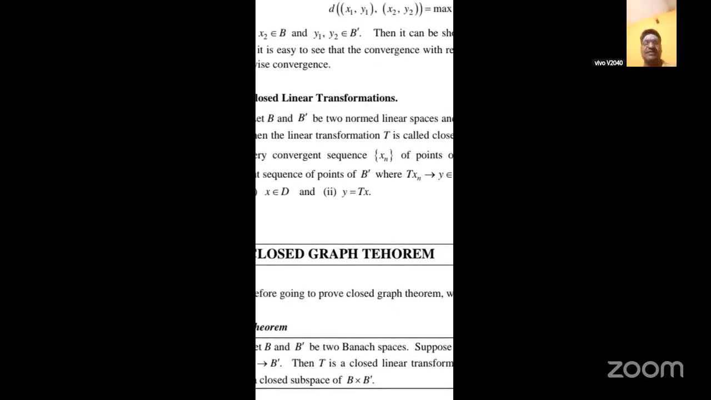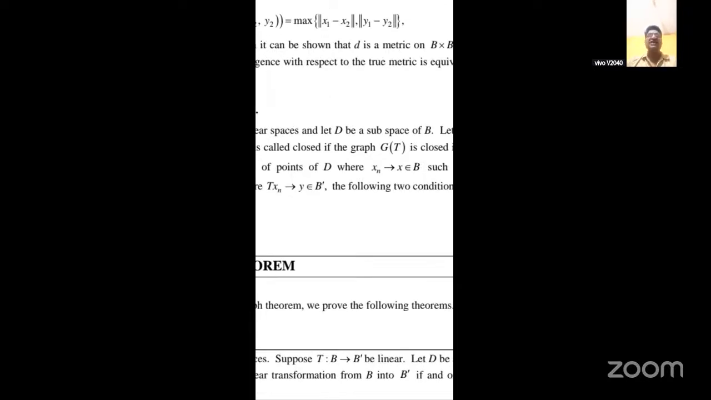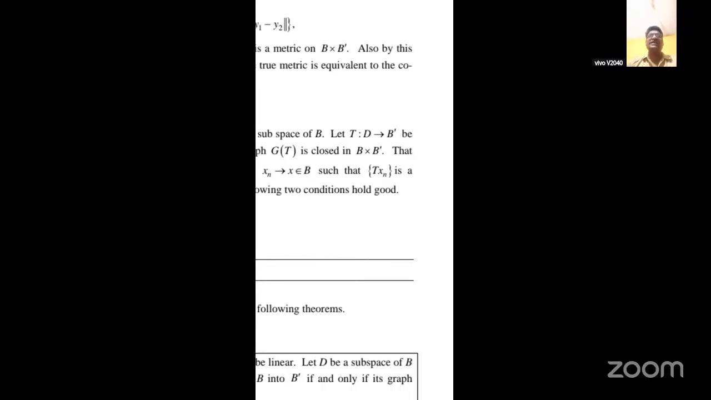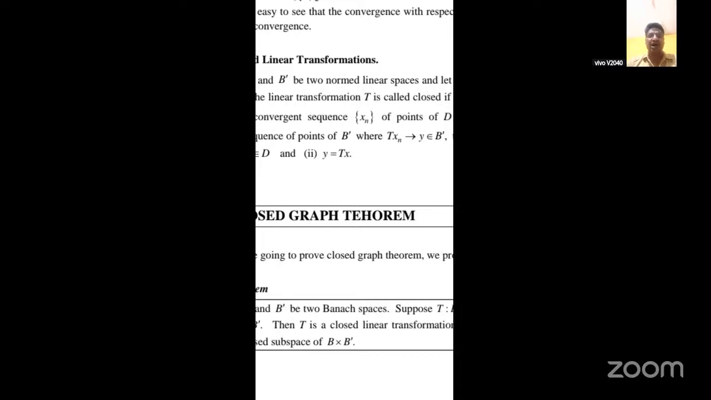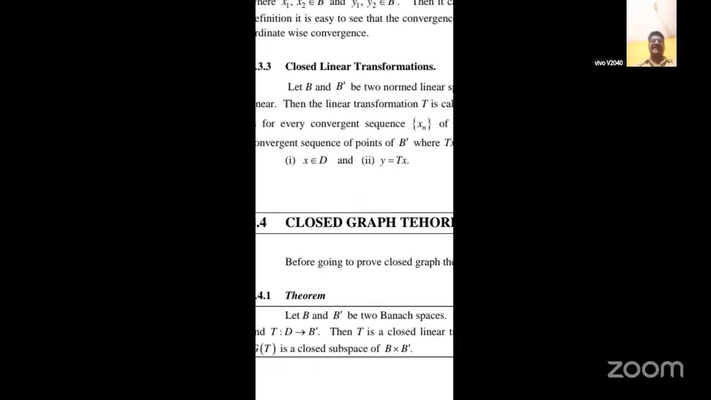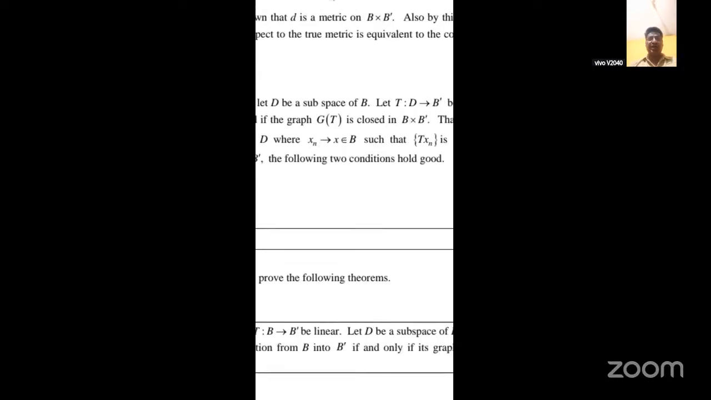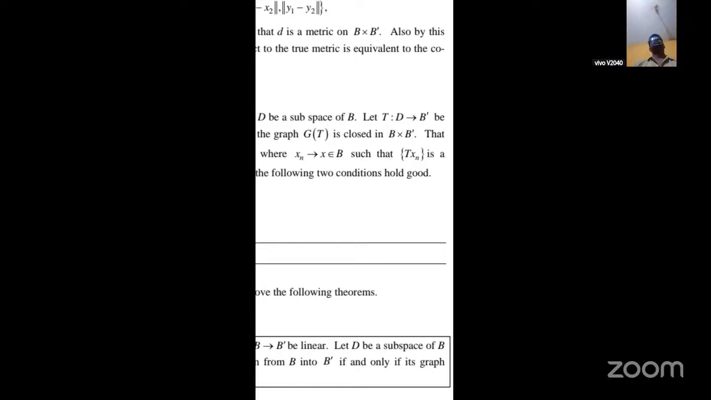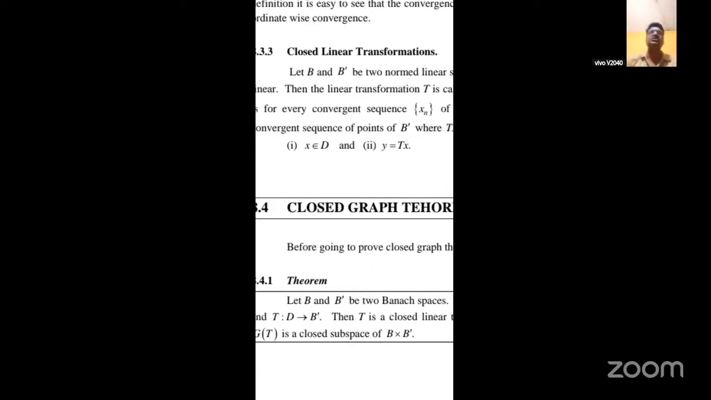Suppose you are taking any convergent sequence xn of points of capital D, where xn converges to x, and x is in the domain in the Banach space. Then the set of Txn is a convergent sequence in B dash, so Txn converges to Tx. Because xn converges to x, in the same manner Txn converges to Tx, that is the image in the Banach space. When these two conditions are satisfied, x belongs to capital D and y equals Tx, then automatically xn converges to x and similarly Txn converges to Tx. That is called a closed linear transformation, when these two conditions are satisfied through the sequential part.